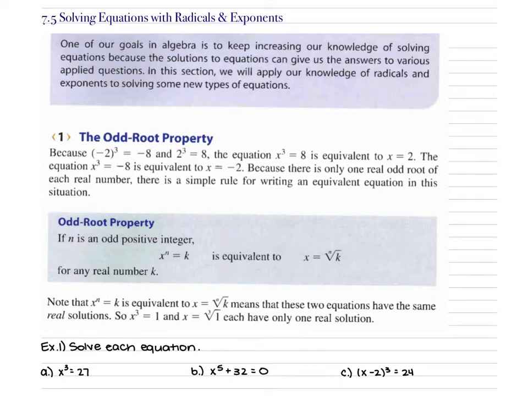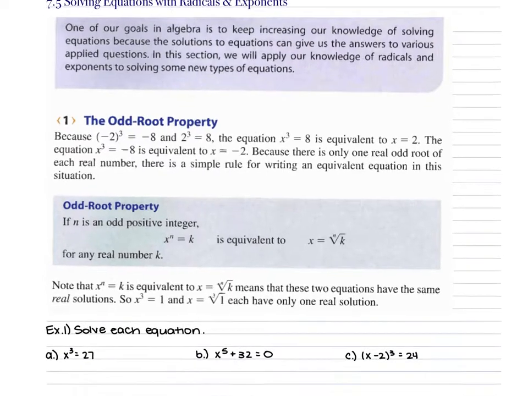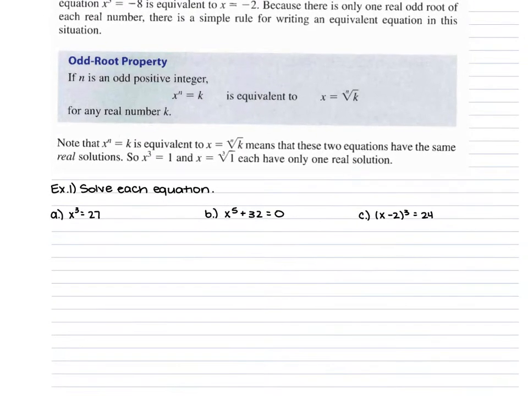7.5 goes over solving equations with radicals and with exponents. The first part that we are going to be looking at is solving equations by taking the square root, the cube root, the fifth root, the sixth root, fourth root, any root. If we look at example 1, we're just told to solve each equation.